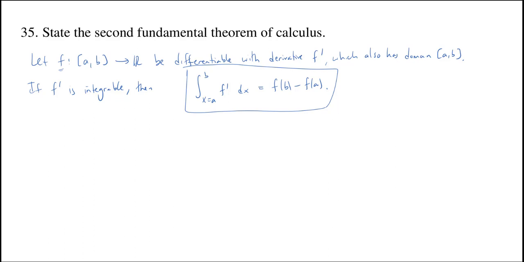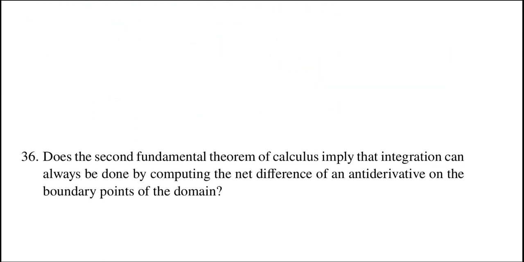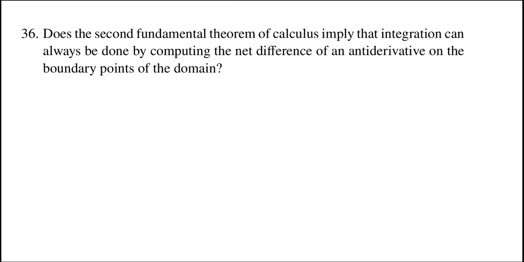No, there's a lot more going on here. For example, well, first, f prime is integrable. Okay, so we better assume that that's true. But more to the point, f prime is an f prime. It's the derivative of some function. It has an antiderivative, right? And this statement down here is not saying integration can always be done to a function that has an antiderivative. It says it always can be done by computing the net difference of an antiderivative.